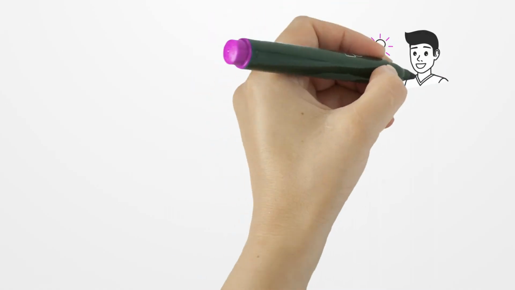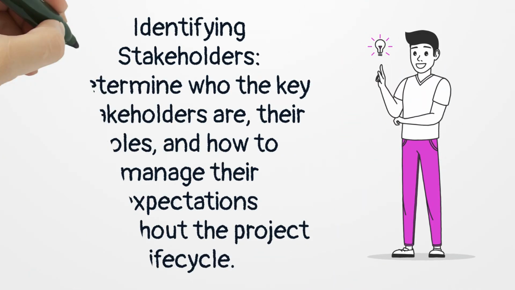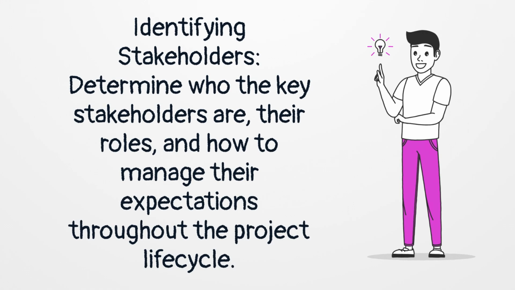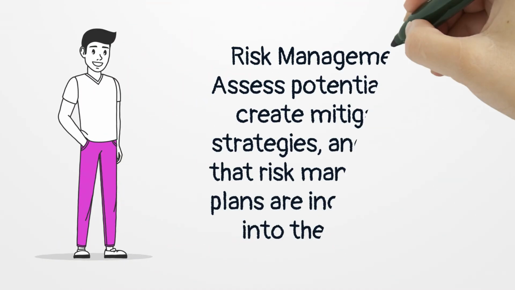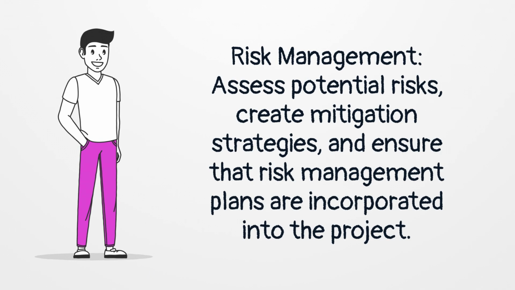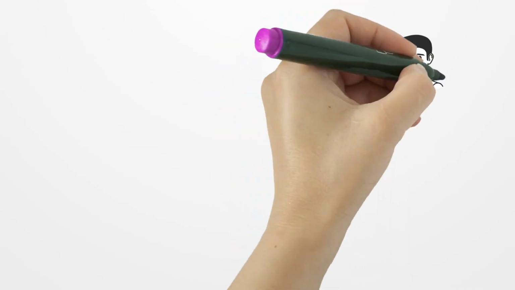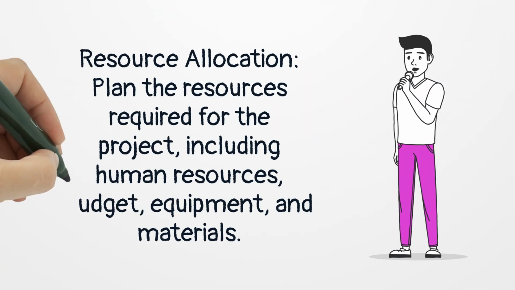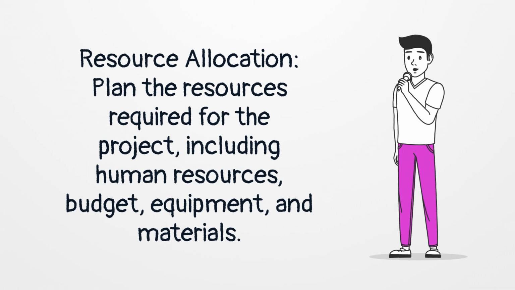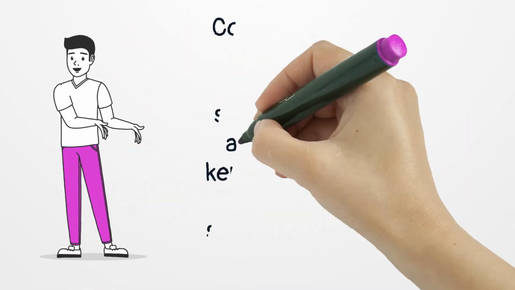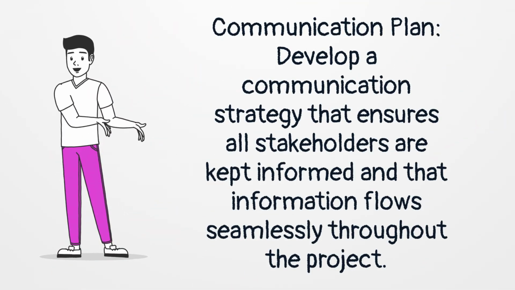and goals. Identifying stakeholders. Determine who the key stakeholders are, their roles, and how to manage their expectations throughout the project lifecycle. Risk management. Assess potential risks, create mitigation strategies, and ensure that risk management plans are incorporated into the project. Resource allocation. Plan the resources required for the project, including human resources, budget, equipment, and materials.